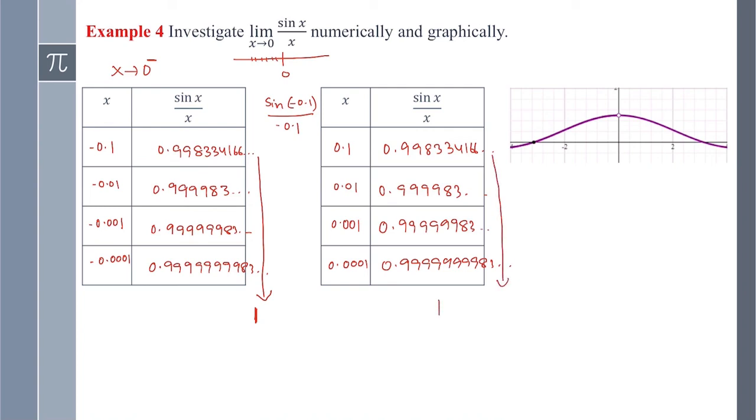That means from both directions, as x approaches 0, the value of the function is approaching 1. And then if you graph this function again, at 0 the function is undefined. We have a hole here, but from both directions, we clearly see that the function is approaching 1. So that means from the graph and the table, we can write the limit as x approaches 0 of sine of x over x equals 1.